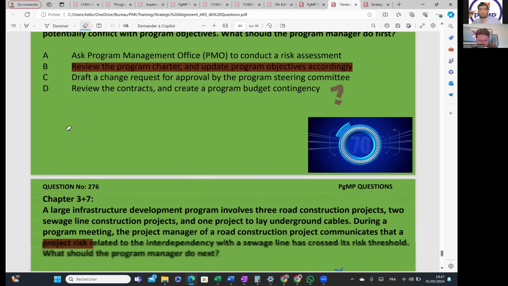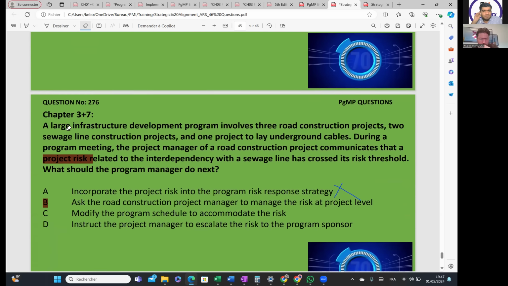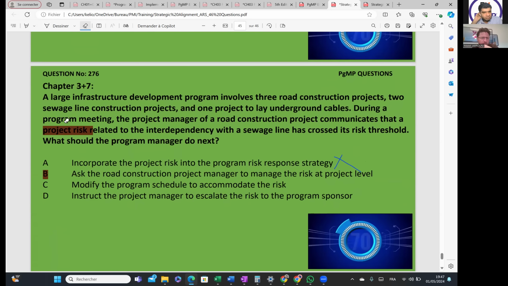That is not okay at the program level. This is with the portfolio, the top organization level. But whenever we get stuck, they can support us with this fund. Okay, this one was not good also. So a large infrastructure development program involves road construction and so on.